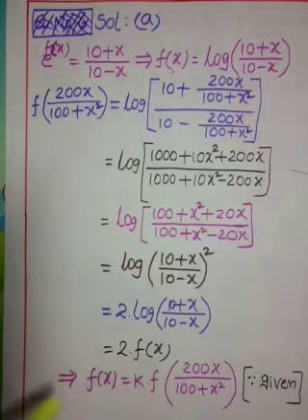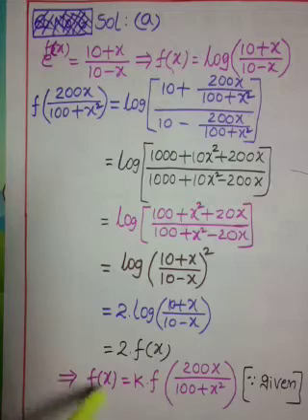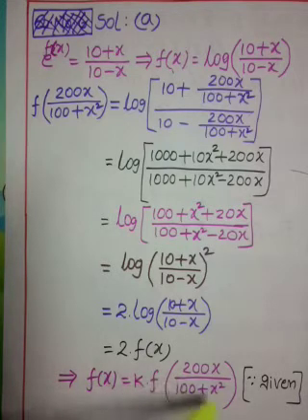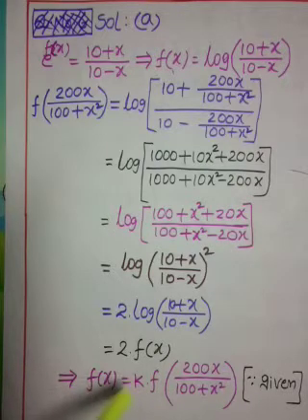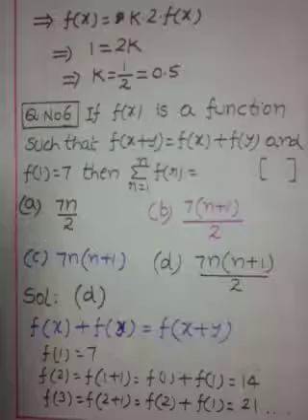Now come to the condition. What is the given condition? f of x is equal to k into f of 200x by 100 plus x square. It is a given condition. From this given condition, we have to find the value of k. Okay, my dear children?